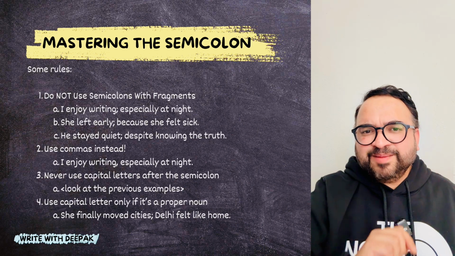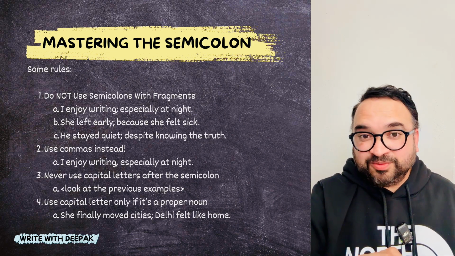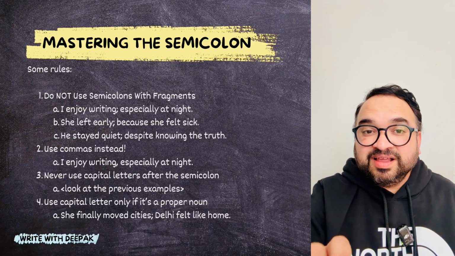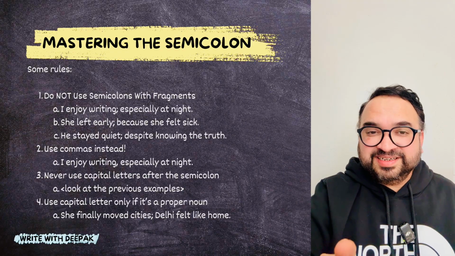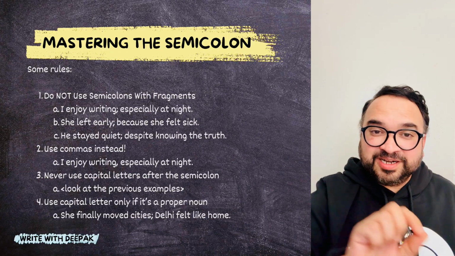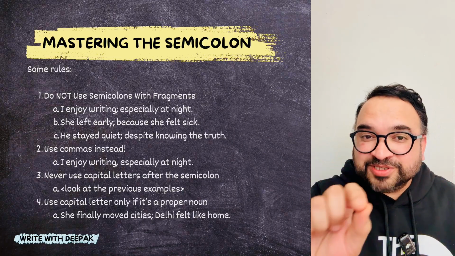Simple. She finally moved cities, semicolon, Delhi felt like home. Delhi is a proper noun. Right after the semicolon, D is capital because Delhi is a proper noun. And both these sentences stand independently. So that is appropriate usage with capitalization where required. Where is it required? When you use a proper noun.